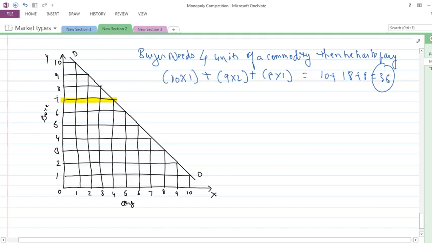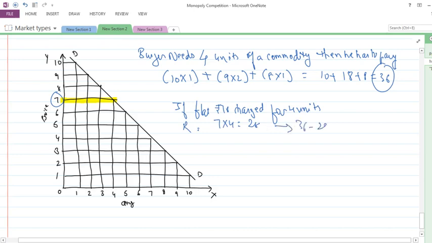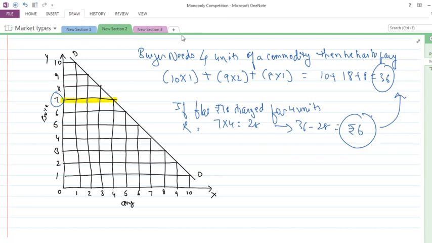Now, assuming that the monopolist set the price at 7 rupees, if a flat 7 rupees is charged for 4 units, the monopolist would be getting 7 into 4, that is revenue would be 7 into 4 is equal to 28. There is a surplus of 36 minus 28, that is 6 rupees in this case. As it is a discriminating monopoly of the first degree, the monopolist would be making the consumer pay in this manner rather than this manner.